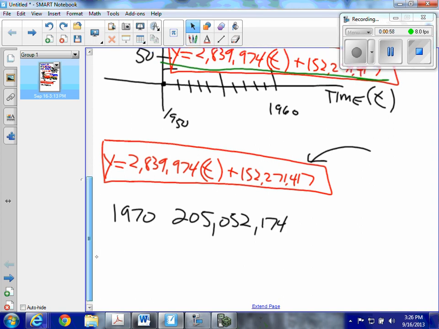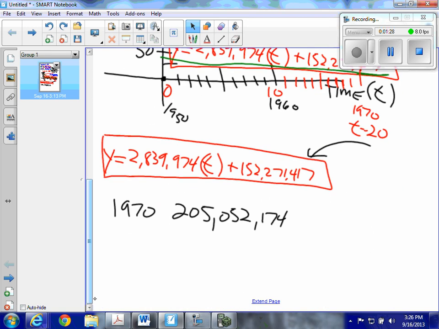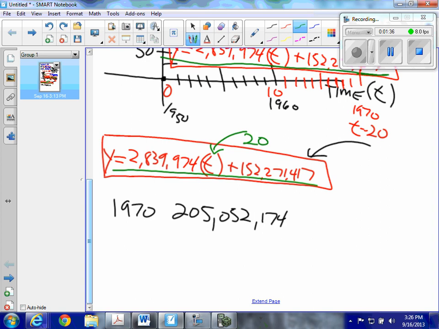Well, let's go back up to what we're doing. Here's our graph. We had through 1950 and 1960. So here, t was 0. Here, t was 10. If I go out to 1970, now my t is equal to 20. Well, then it should be easy to test. I'm just going to take my formula right here, and I'm going to plug in 20 for t.